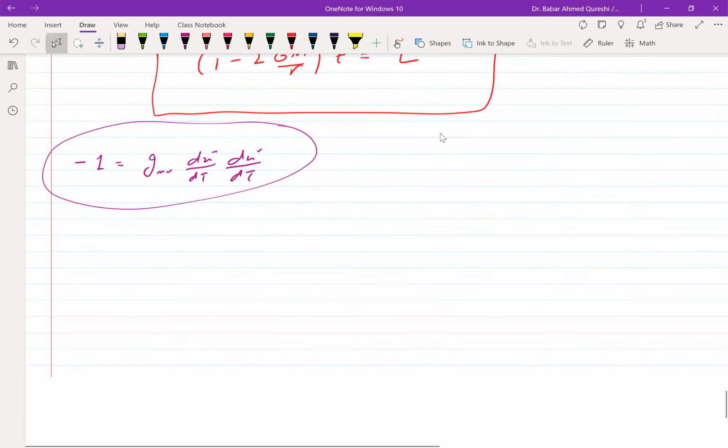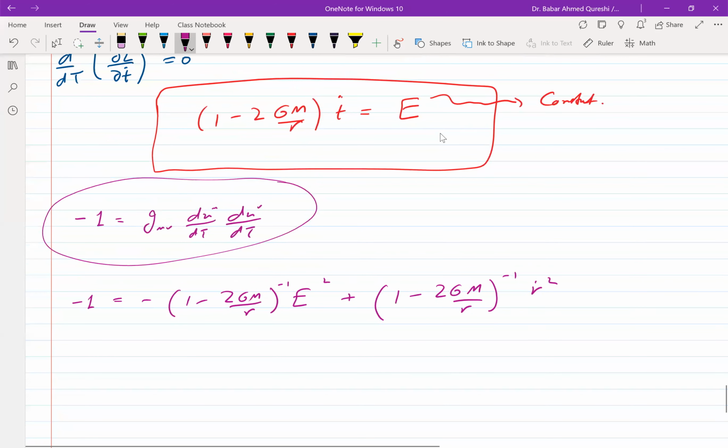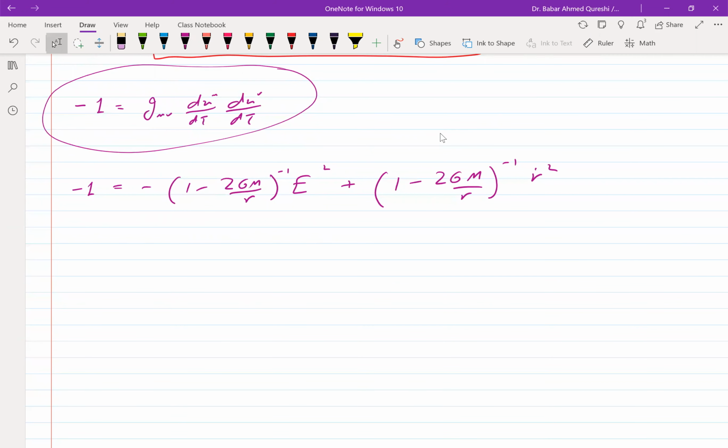So when I open this up, it gives me E squared. I had a t dot squared over here, but I replaced it using this equation. So t dot is removed and I have the first integral of the equation. Now I can multiply by this factor to get this equation.